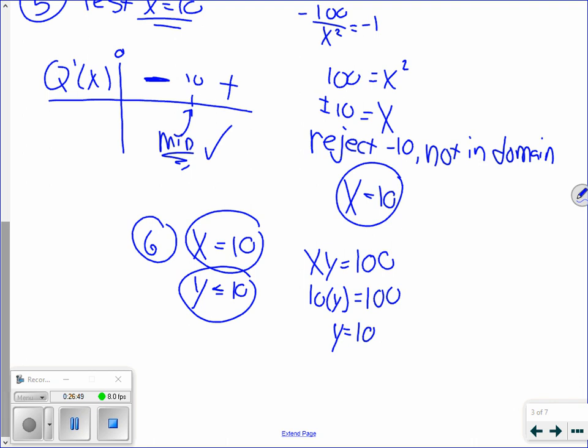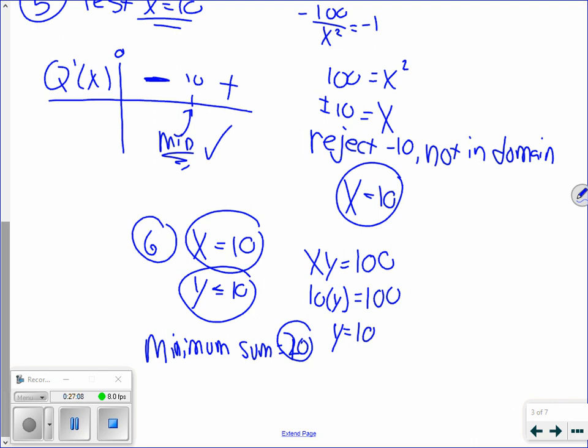Meaning, if I add these together, so it didn't ask for this, but the minimum sum equals 20. There is no way to get a product of two positive numbers to be equal to 100 whose sum is less than 20.